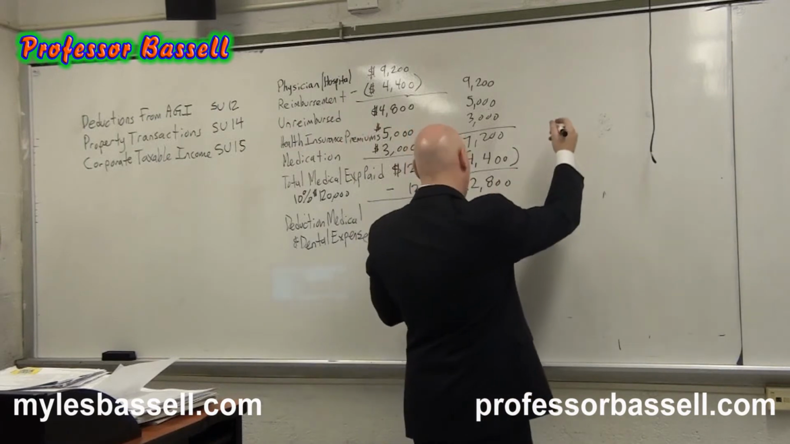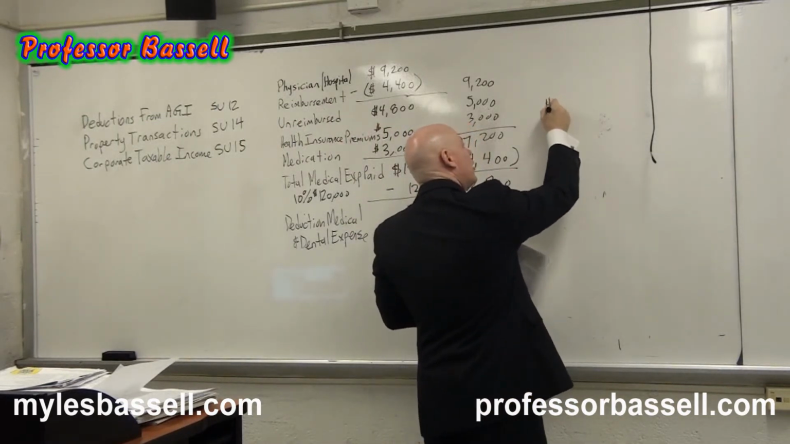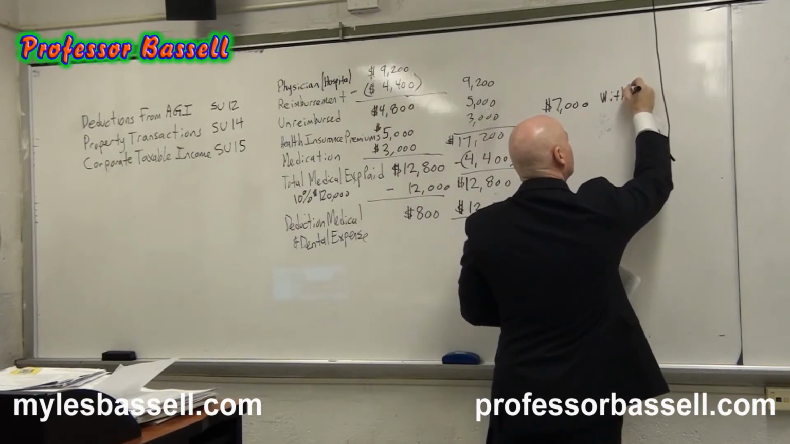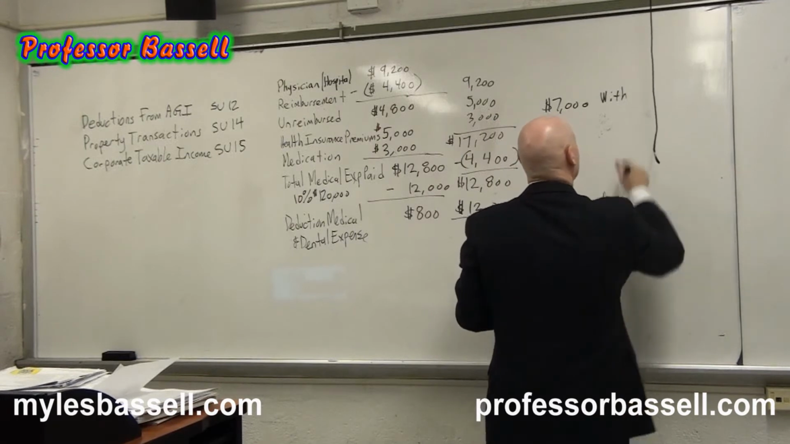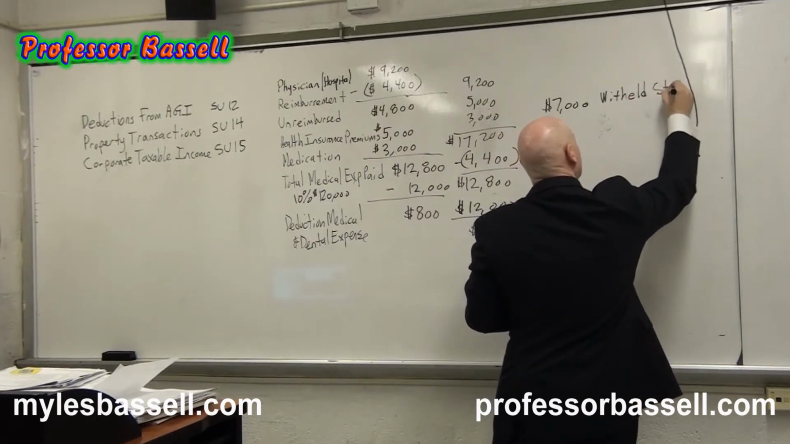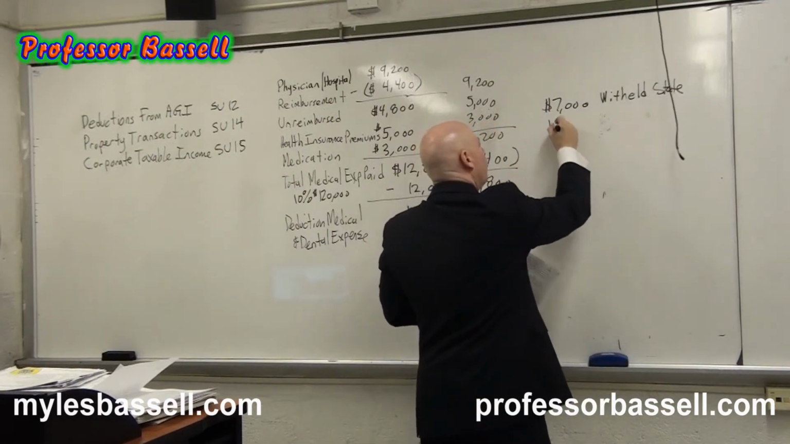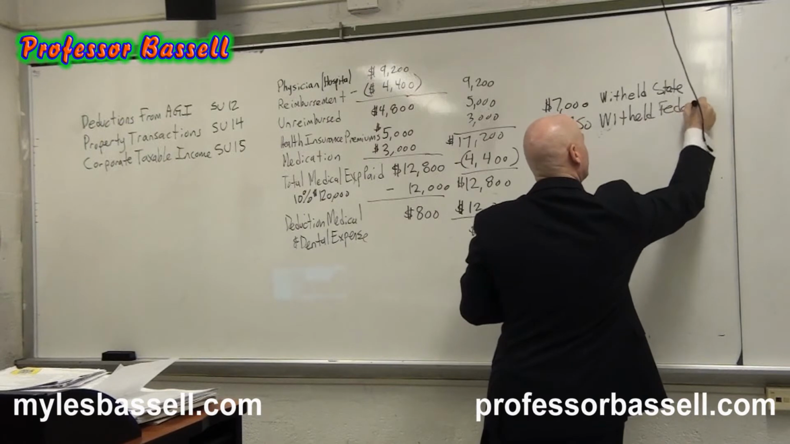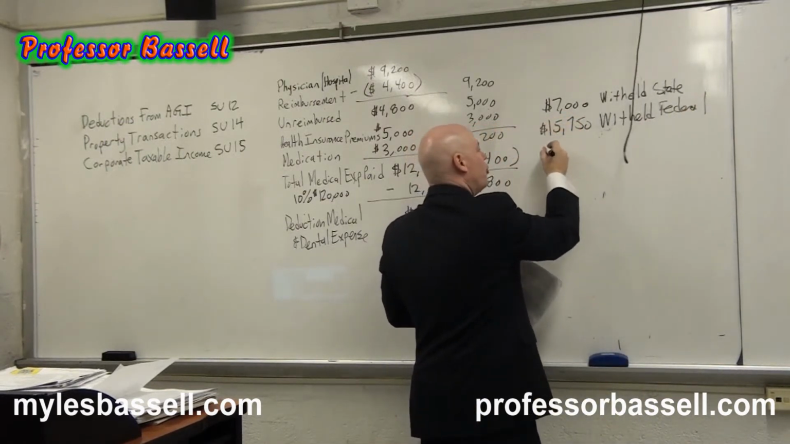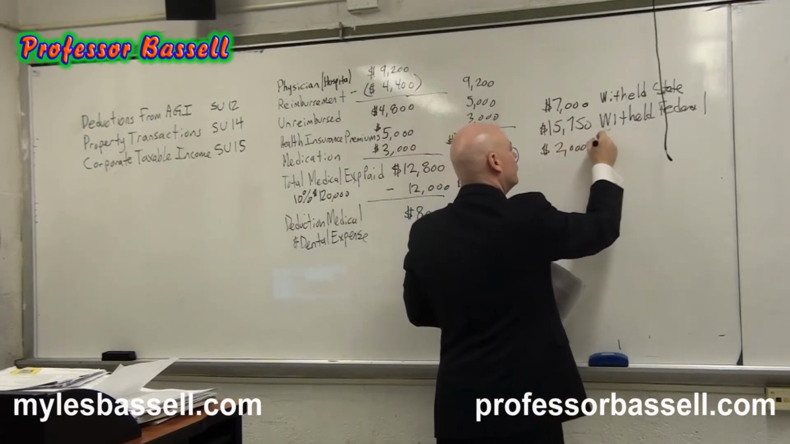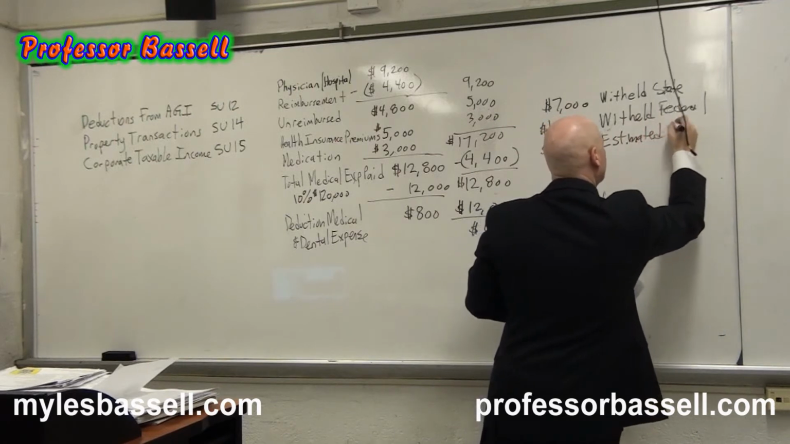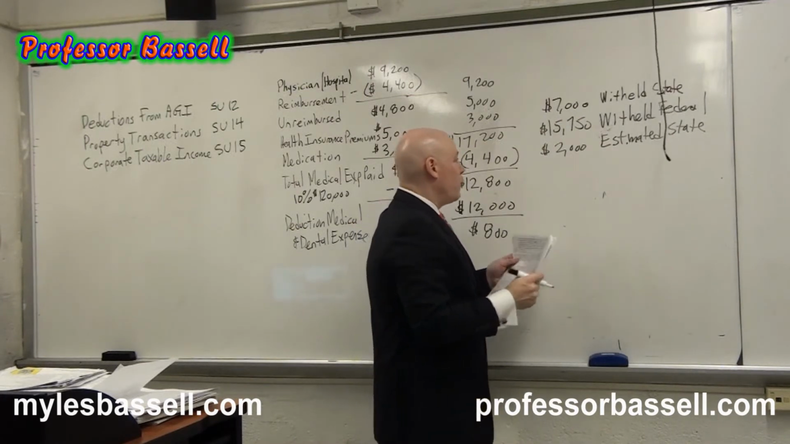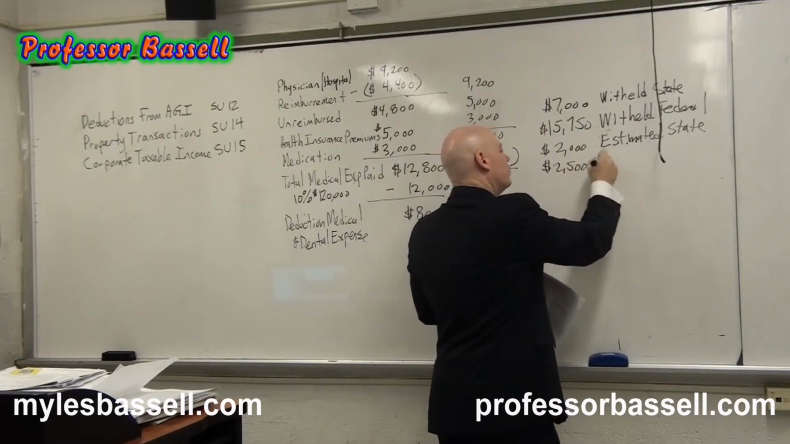So let's see, what do we have? Is it still 10%? 7,000 was withheld. $1,500 as estimated. Federal was 15,750. Estimated was 500 a quarter. What else did they pay? Well, we know that in March they paid 2,500. All right, we're going to evaluate these. We're going to talk about that.